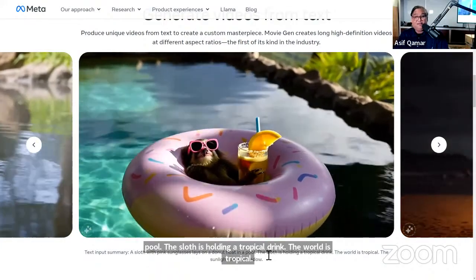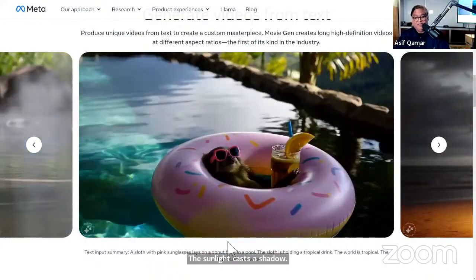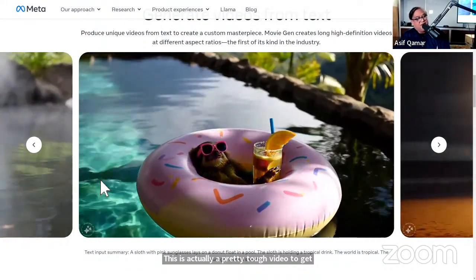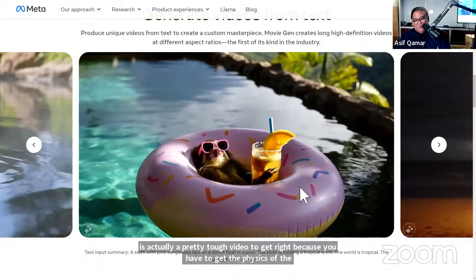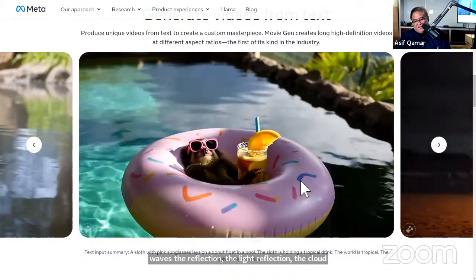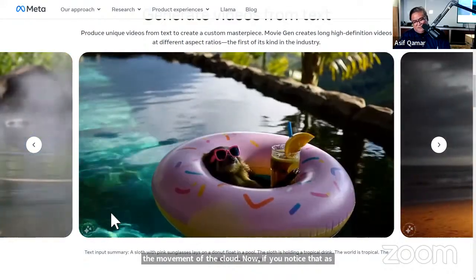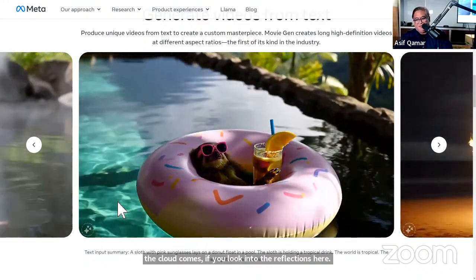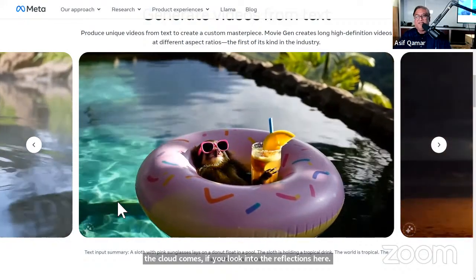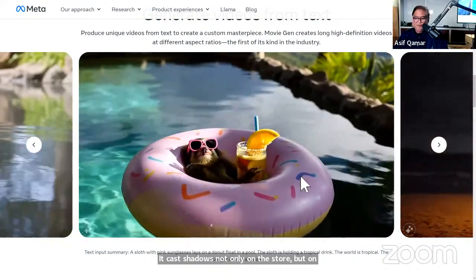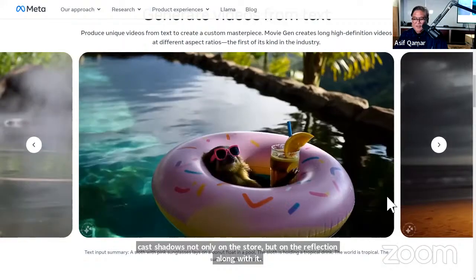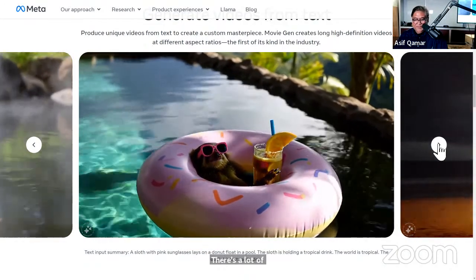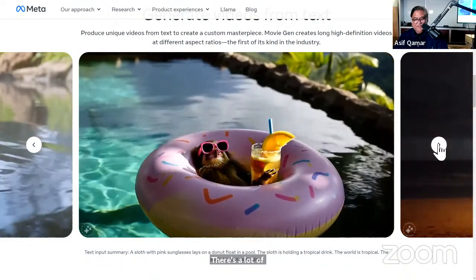This is actually a pretty tough video to get right, because you have to get the physics of the waves, the reflection, the light reflection, the cloud, the movement of the cloud. Now, if you notice that as the cloud comes, if you look into the reflections here, it casts shadows not only on the sloth, but on the reflection along with it, in the pool. So there's a lot of real world realism in the video generation.